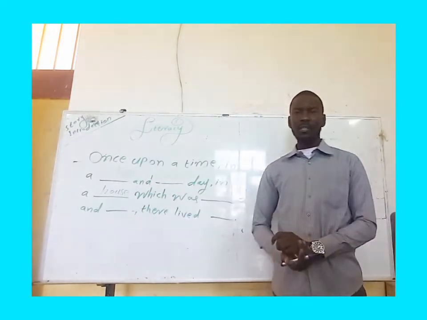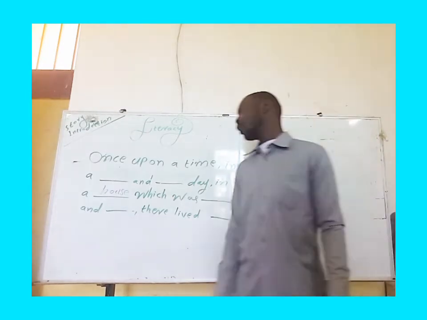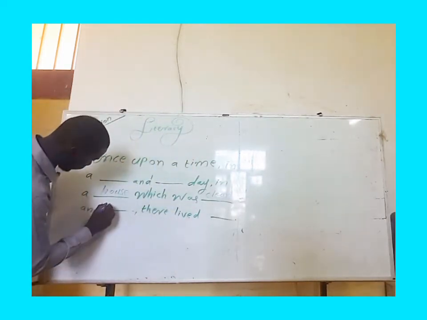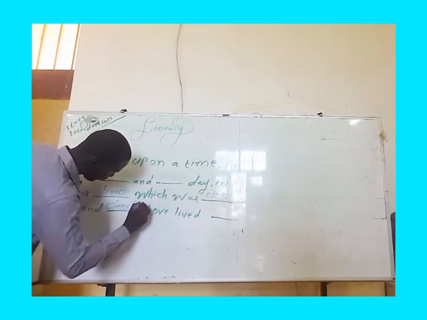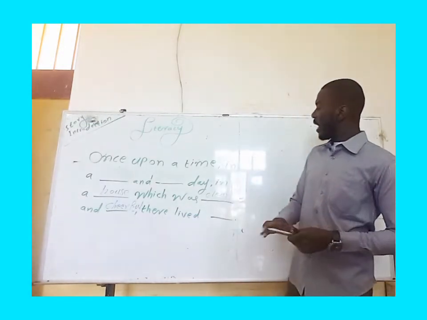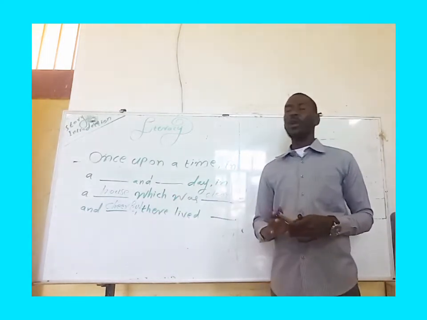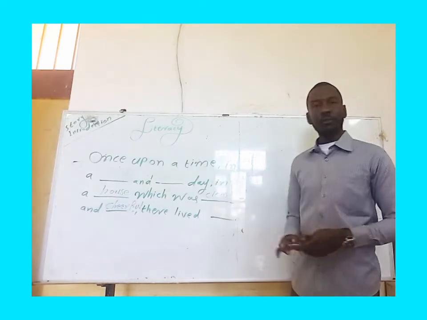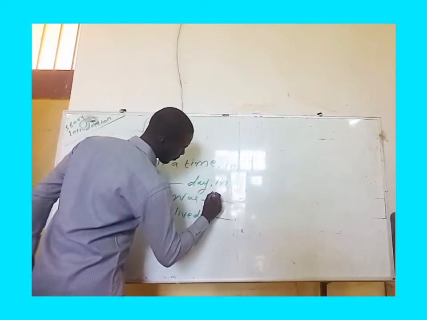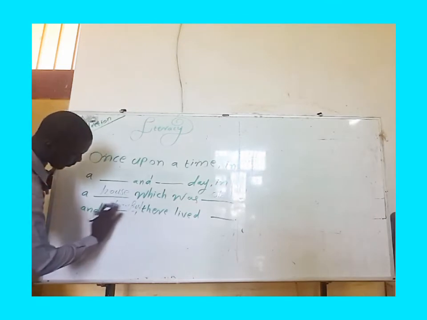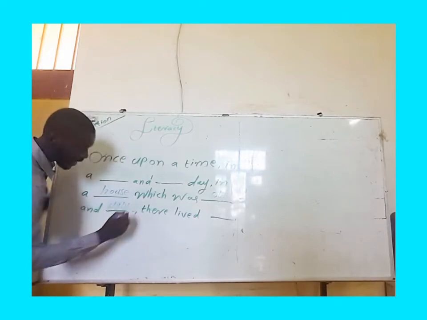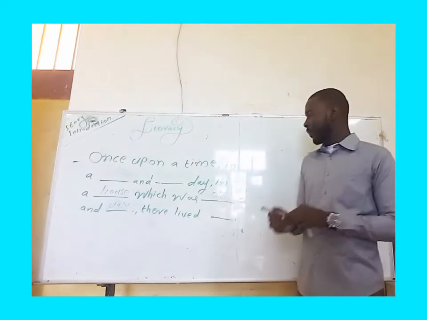Select any two adjectives as you like. Let's say in a house which was clean and cheerful. In a house which was clean and cheerful. Cheerful means happy. A happy house. In a house which was clean and cheerful. A house that when you get in, you will feel happy. Clean and cheerful. It could be in a house that was old and ugly. In a house that was old and ugly.